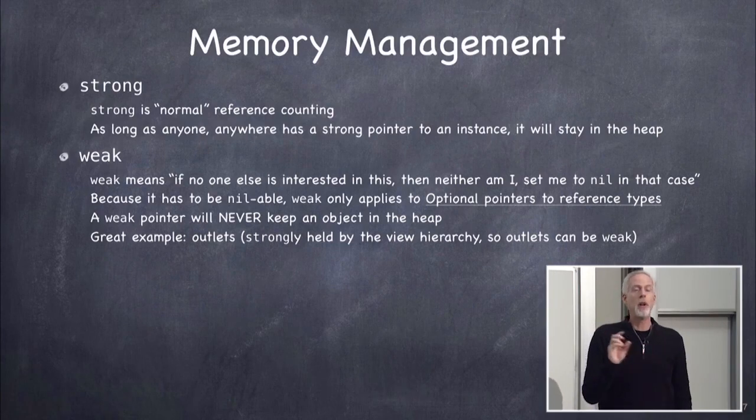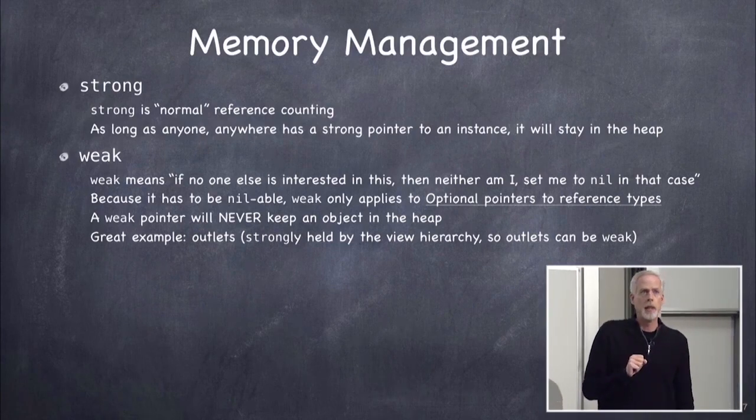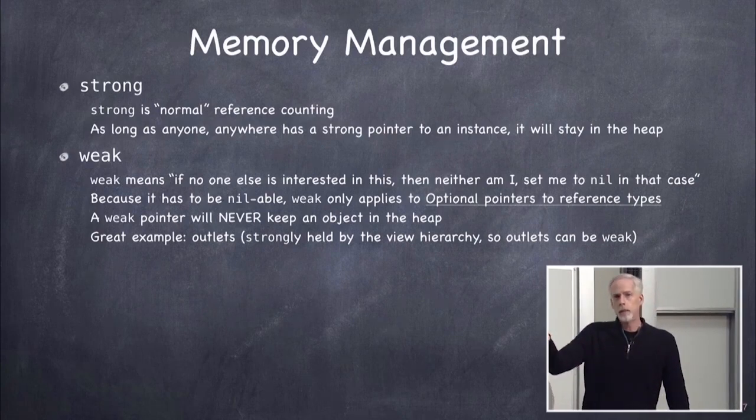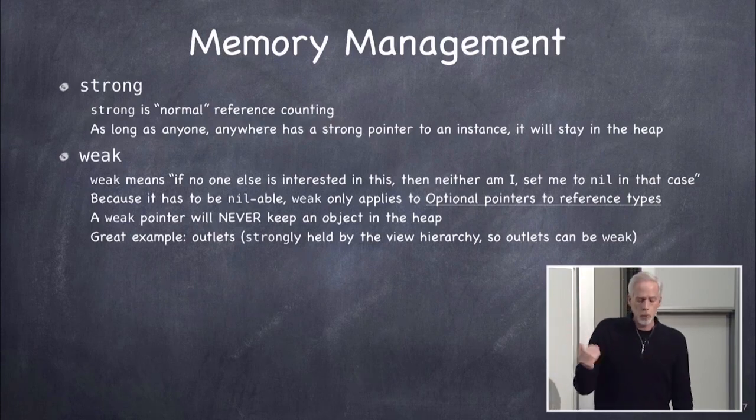Optional, exactly. Because you have to be able to set it to nil. Okay? So only optionals can be weak. So the display outlet in your calculator was a weak UI label exclamation point, which means it was an optional UI label, okay? And so it was weak. So what does that mean?